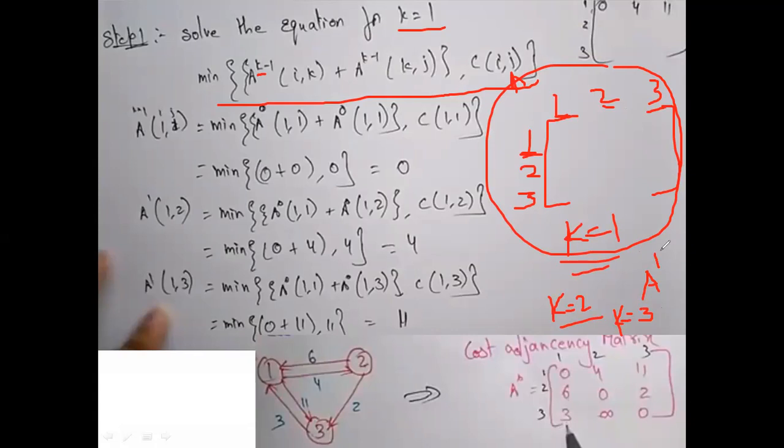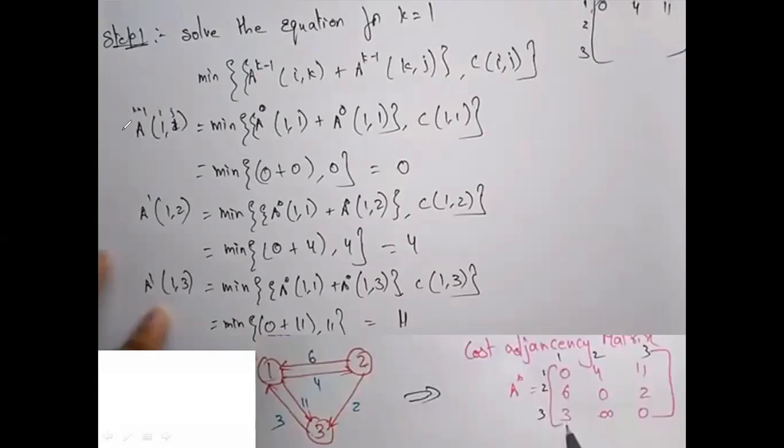So if you obtain these three matrices, when k equals 2, that matrix output is A2. When k equals 3, that matrix output is A3. So these three matrices A1, A2, A3 give the shortest paths from all the nodes. Let's see how the first one works.